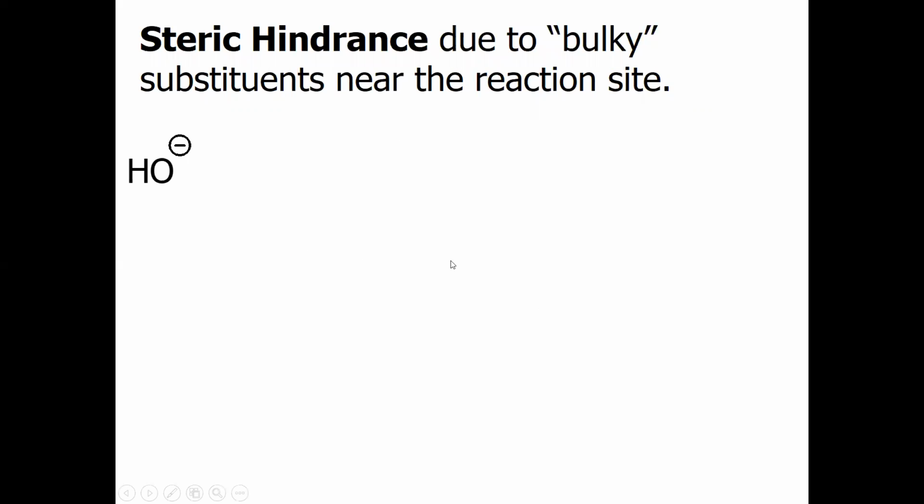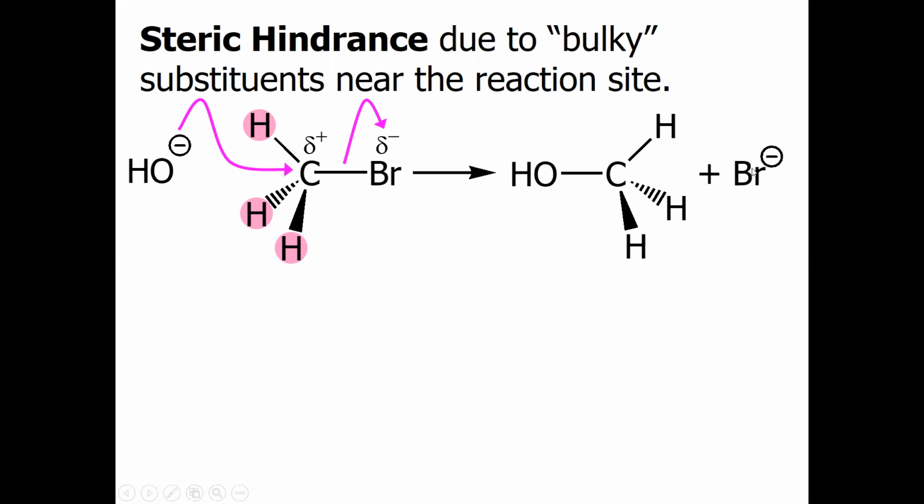Here, the main reason is steric hindrance. Due to bulky substituents near the reaction site, sometimes the SN2 reaction does not proceed. As you know, SN2 reactions are basically single step reactions. Now, you can see here, when this nucleophile attacks this alkyl halide, which is a primary alkyl halide, the nucleophile can attack this electrophilic center very easily. There is no crowdedness, there is no steric hindrance, and this reaction proceeds rapidly.